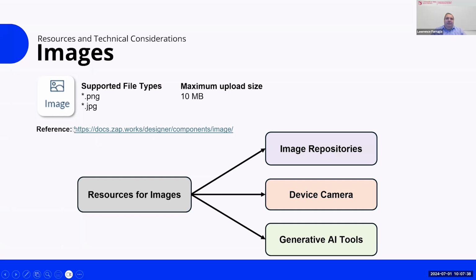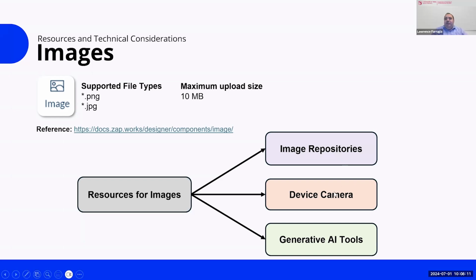Now, these are the technical considerations when it comes to images. However, what about the resources? So realistically, there are three main approaches or three main types of resources that you can use when searching for images. You can use image repositories. These are typically websites which allow you to download images and use them for educational purposes.